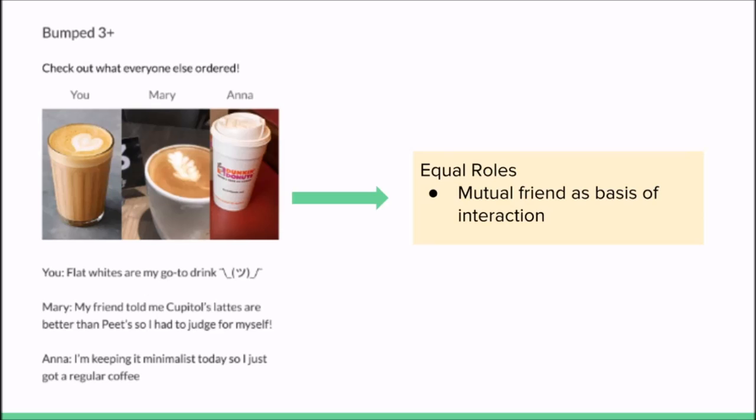Okay, so in the end result, you would get a picture of what everybody ordered plus their own caption. And you can see that in this experience, everybody has an equal role. The mutual friend has an equal role to the two strangers. And so the equivalent roles, we think, create this basis of interaction. Everybody is equal and it's less awkward to interact with each other if you're all doing the same thing.